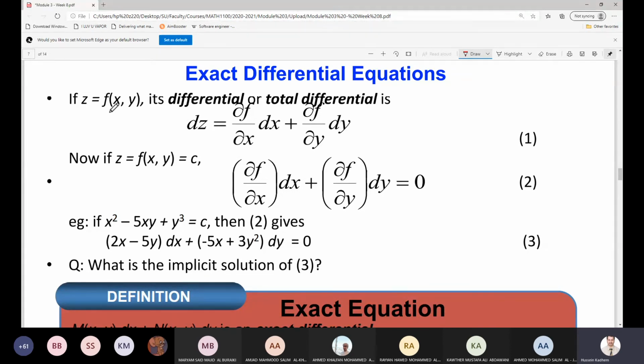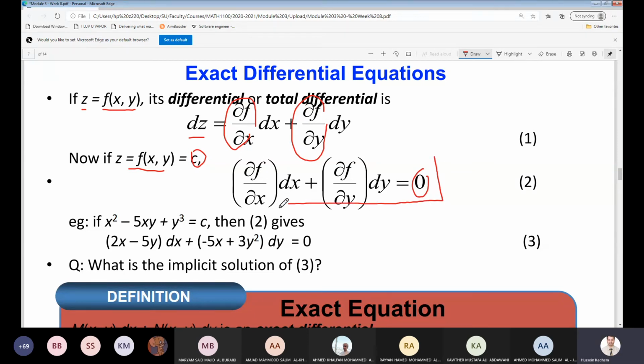Let me start from the principles and then I go to the definition, then we solve a problem to be easy. Have a look. Let's assume we have function z, which is function of two variables, x and y. Now, definitely, when we want to differentiate, we will differentiate partially with respect to x, as you can see here, and partially with respect to y. And if this function equals c, when we differentiate c, it will be 0. This is almost the general form for exact equation. And if I want to give an example here, have a look at this equation. This is z.